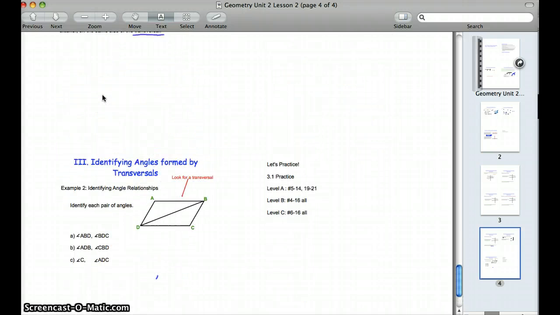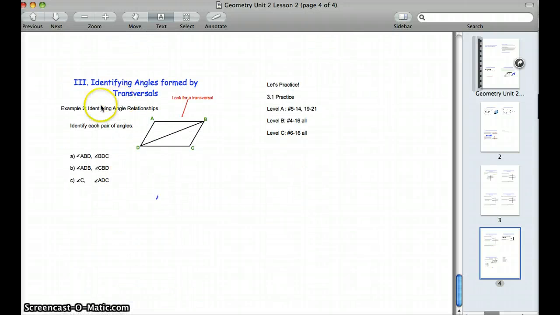It says identifying angles formed by transversals. So example 2 says identifying angle relationships. So again, look for a transversal. Here is your transversal. Now, angle ABD, so if we see here, A, B, and D. So this is right here, just this one part, because we did not say angle ABC. That would be the entire angle. We said ABD, so it's this part only.